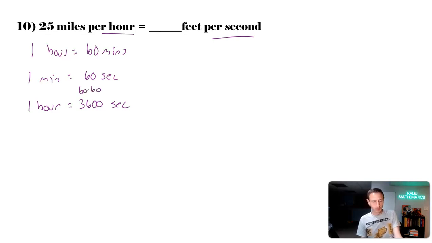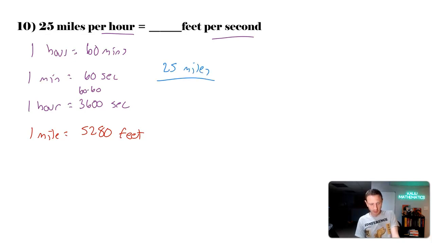The other conversion we need to know is miles to feet. So 1 mile is equal to how many feet? That's 5,280. Not sure how common knowledge that is, but 1 mile is equal to 5,280 feet. So here's how we want to understand this. 25 miles per hour is 25 miles per 1 hour. I want to multiply by some terms here that will allow the miles and hours to cancel out and give us feet per second, because that's our end goal.